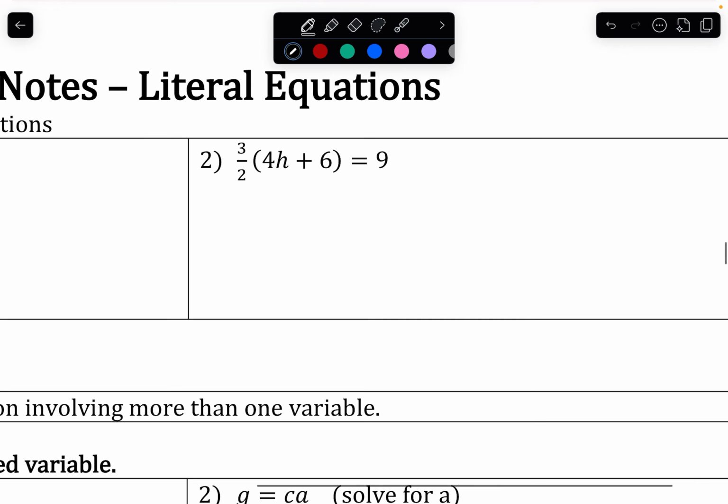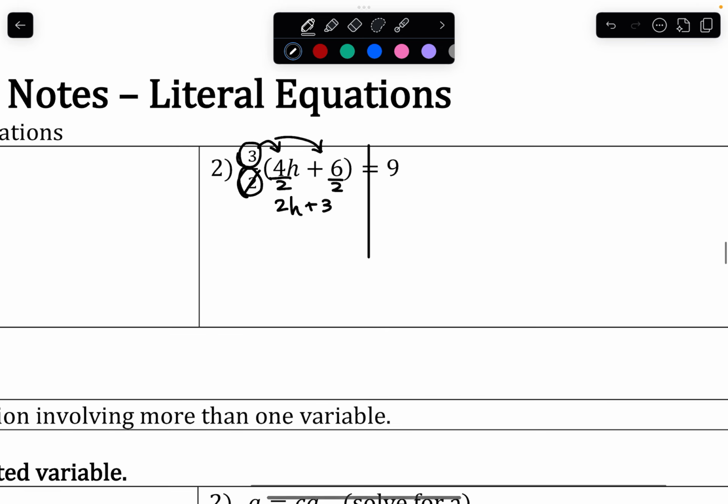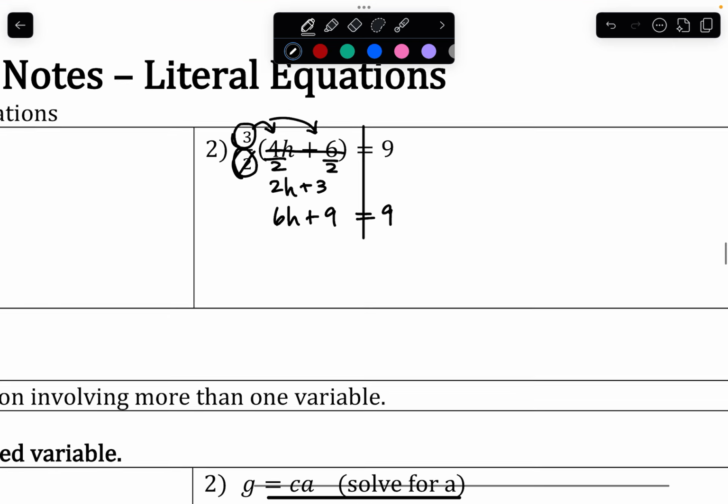In this next example, we have parentheses, so we need to distribute the 3 halves first. Remember, you are multiplying by the top number, dividing by the bottom. If you want, you can divide first. Divide by 2, we get 2h plus 3. And then when we distribute the 3, we get 6h plus 9 equals the 9.